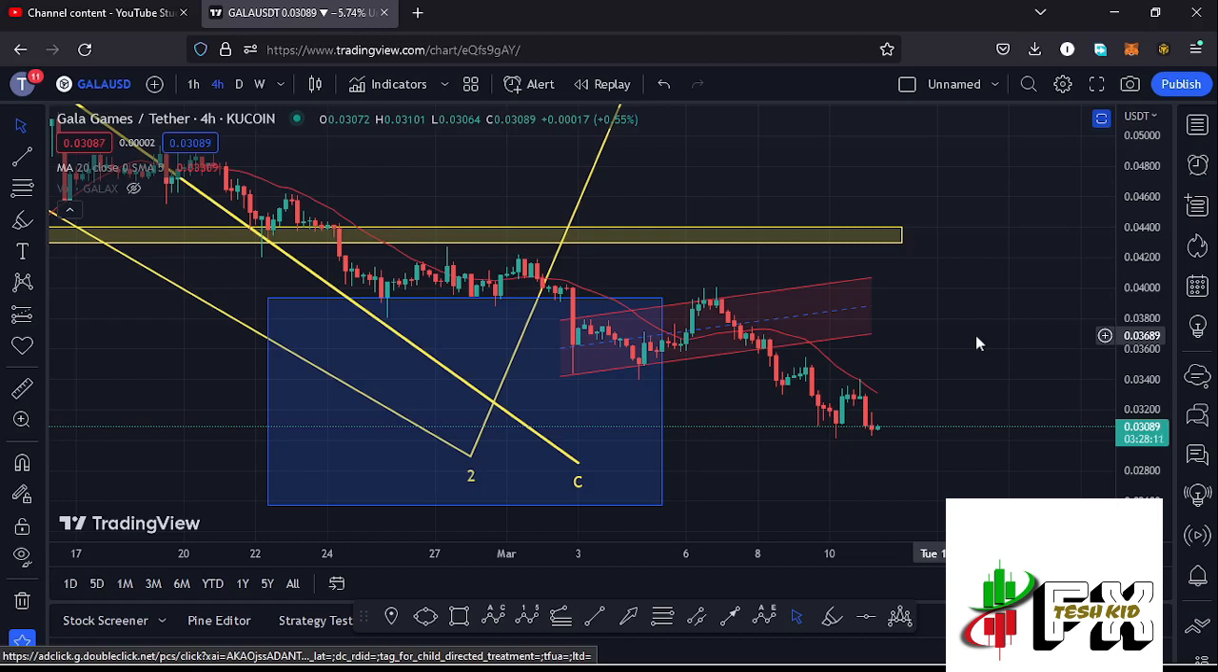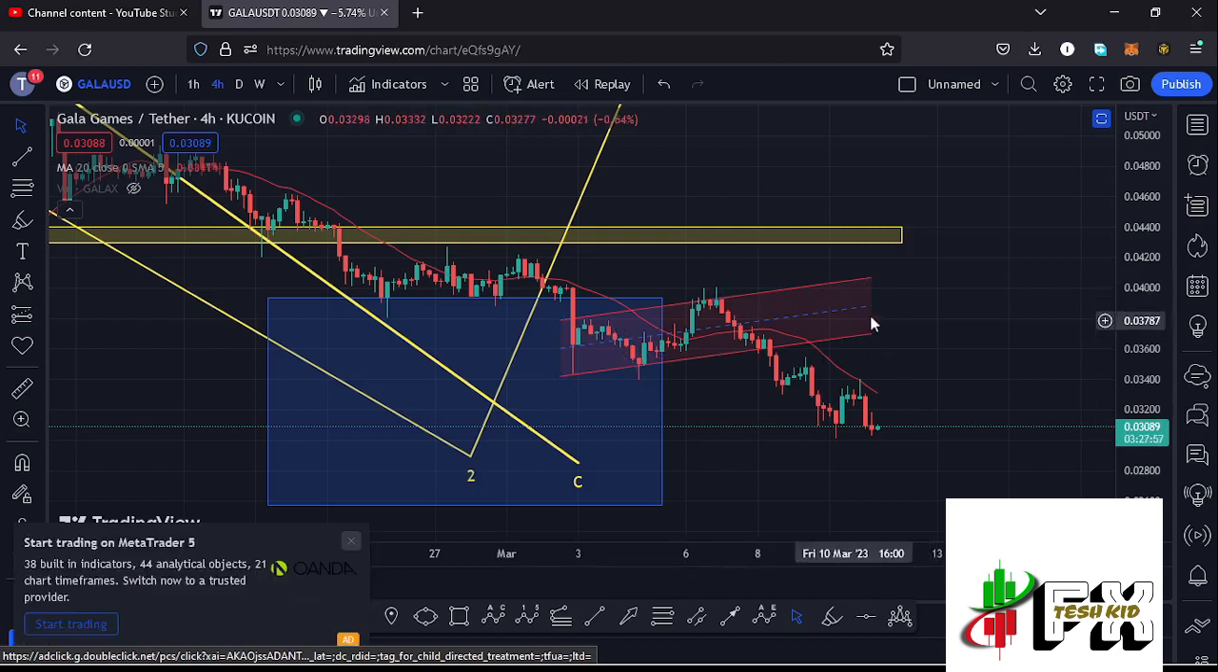I'll be giving you the latest developments that have been happening here on the Gala Games chart, which at the time of this recording has lost the 20-day MA here on the 4-hour chart, which is now acting as resistance. We have also seen a breakout out of this channel that we had been trading within to the lower side.